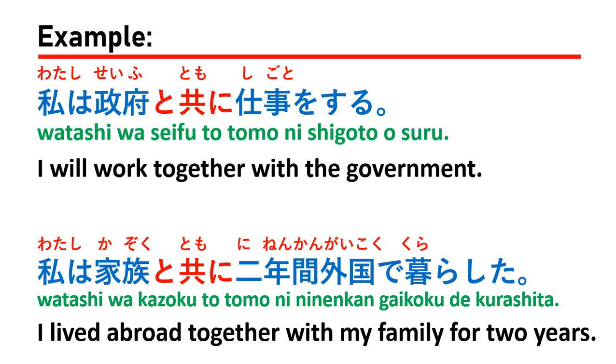So I hope that you understand how to use the grammar of ともに. When you use ともに, it means that two things happen at the same time, or two things work together or go together at the same time. So don't forget, when you use ともに, you can use the verb and the noun only.